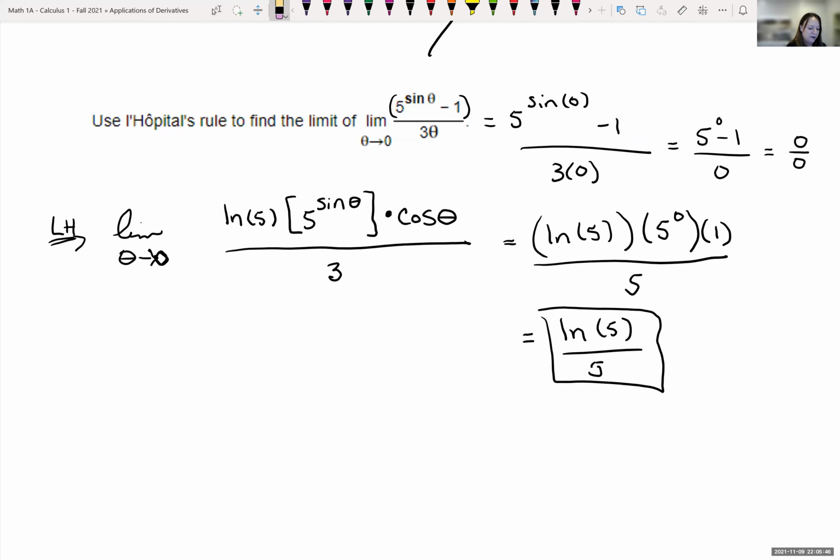Well, it's helpful if you carry the correct number. This should be a 3 here.